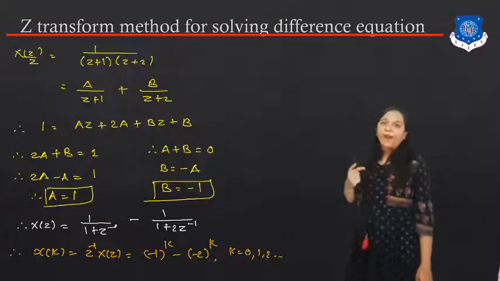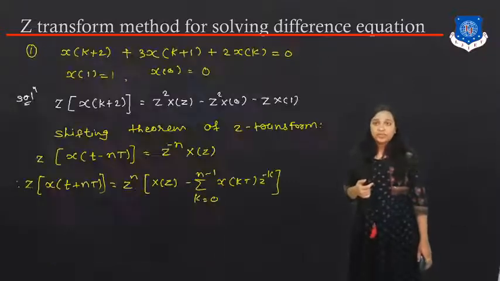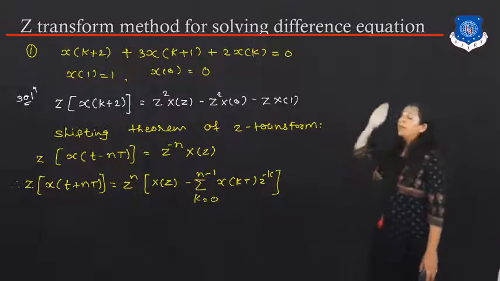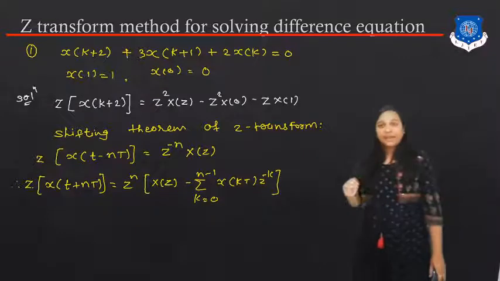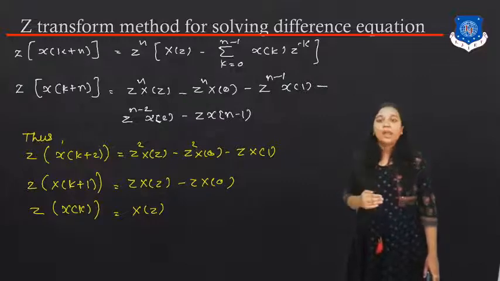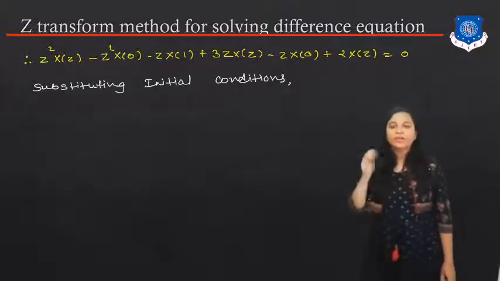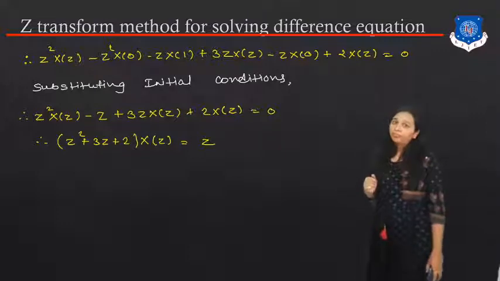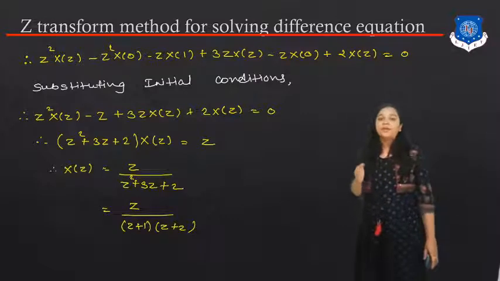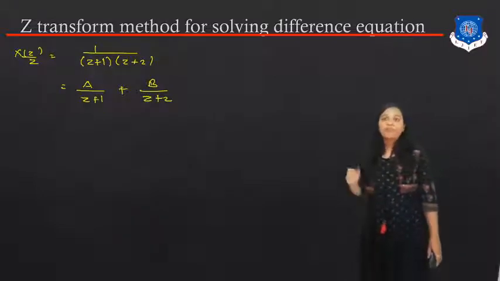Clear? So whenever we find the solution of a difference equation using the z transform method, the first step is we have to apply the shifting theorem for the appropriate difference equation, find the different terms using the shifting theorem, and then put these values in the main equation, apply the initial conditions for this example, and then we have to simplify this equation and find the value of x of z upon z.